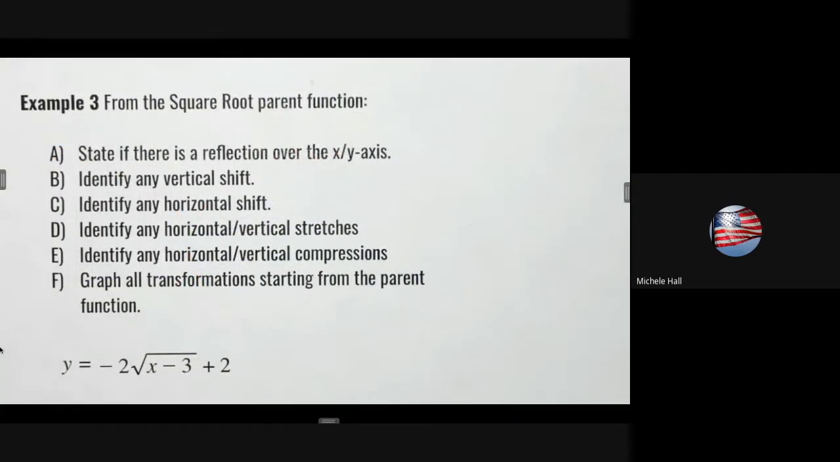Example 3, from the square root parent function, we are going to look for these transformations. We can see that it's being multiplied by 2, it's being multiplied by a negative. We have that x has something going on with 3, and then the y value with 2.